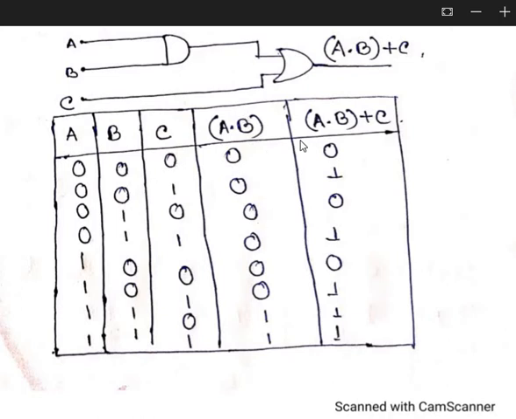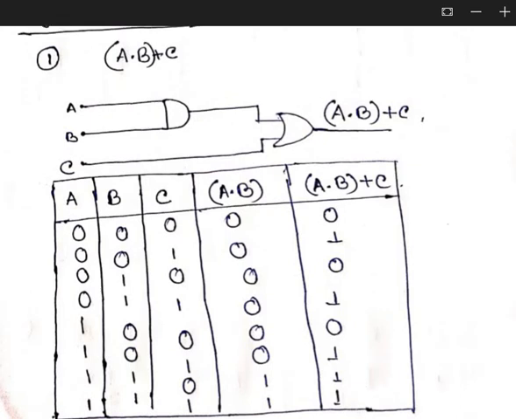Now 0 plus 0 will give you 0. 1 plus 0 is 1. 0, 0, 0, 1, 0, 1, 0, 1, 1 and 1, 1, 1. So this is the entire truth table of this given equation.